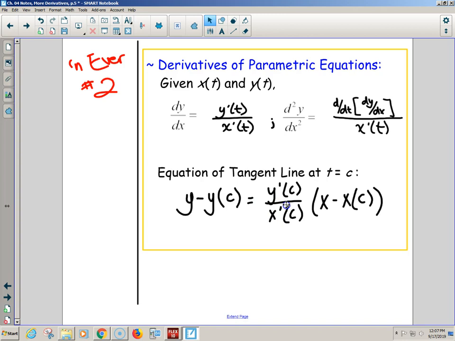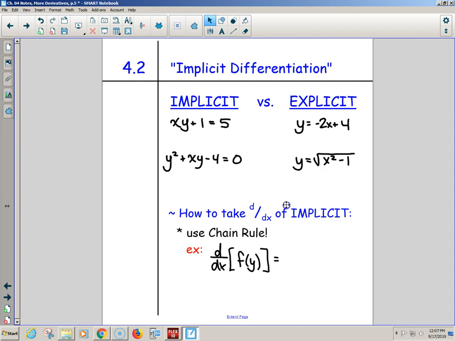But hold on, wait a minute. We don't get x's and y's in polar. Don't we get r's? Yeah. Oh, but we can make x and we can make y with r cosine theta and r sine of theta. That's messy. All right, with that, we're going to implicit differentiation.